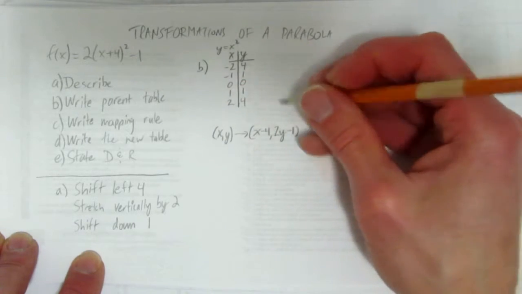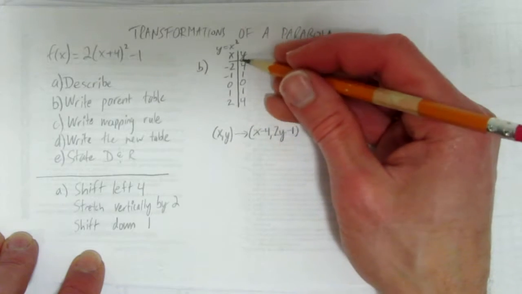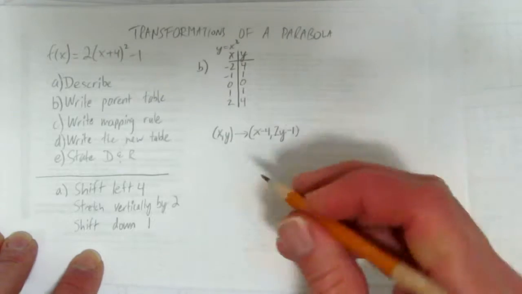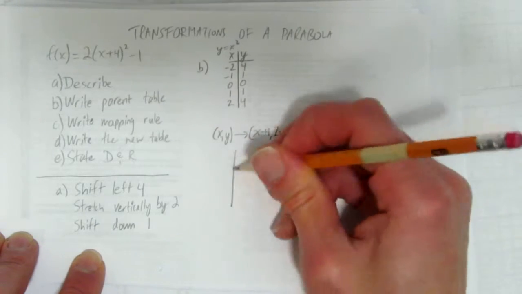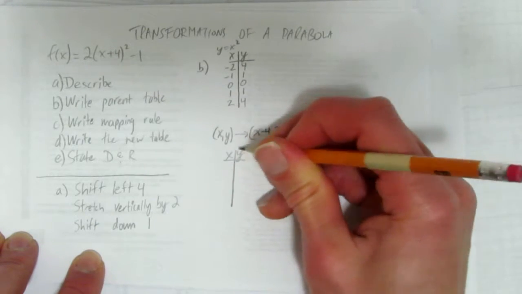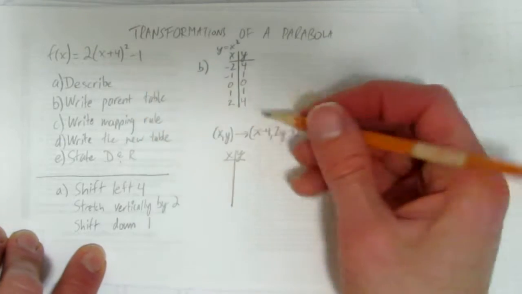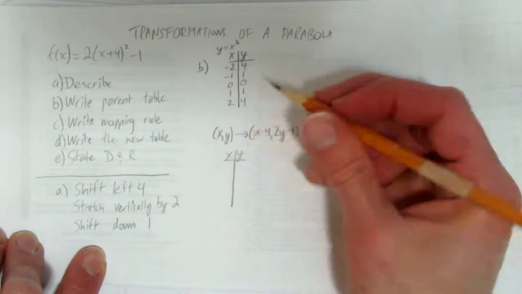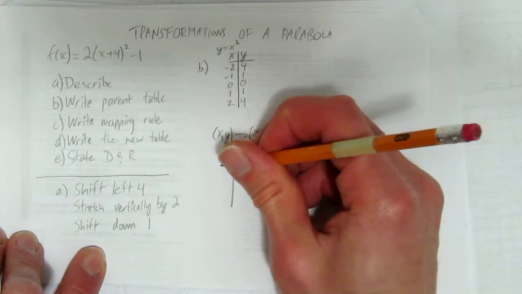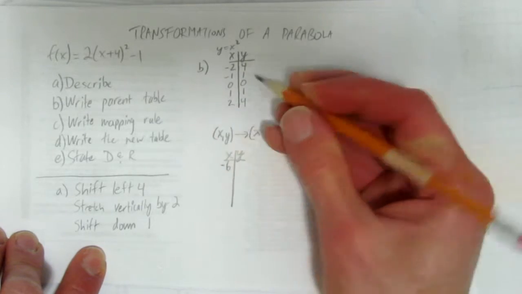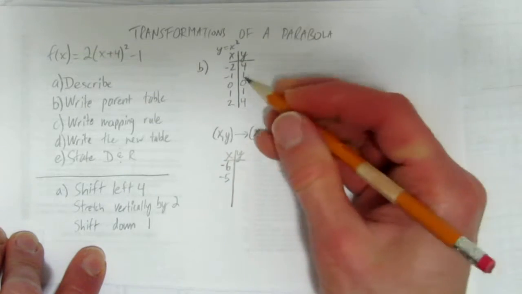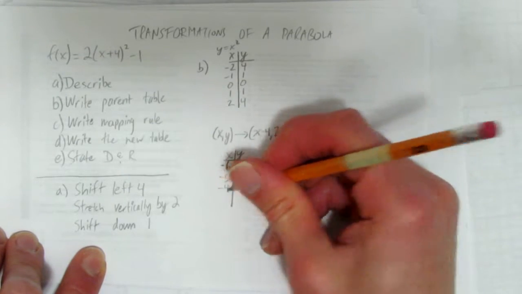This mapping rule is going to tell me to take all these points and transform them this way. So let's rewrite that table transformed. This will be a table for this equation, but I generate it by taking all the x's here and subtracting 4. -2 take away 4, -6. Feel free to use your calculator, I won't judge. -1 take away 4, -5. 0 take away 4, -4.